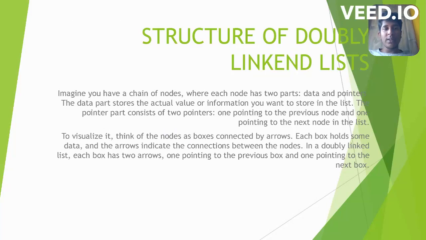Structure of a double linked list. Imagine you have a chain of nodes where each node has two parts, data and pointers. The data part stores the actual value or information you want to store in the list. The pointer part consists of two pointers, one pointing to the previous node and another pointing to the next node in the list. To visualize it, think of nodes as boxes connected by arrows. Each box holds some data, and the arrows indicate the connections between the nodes. In a doubly linked list, each box has two arrows, one pointing to the previous box and one pointing to the next box.